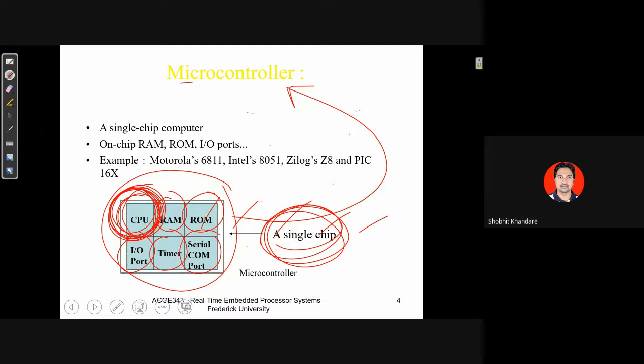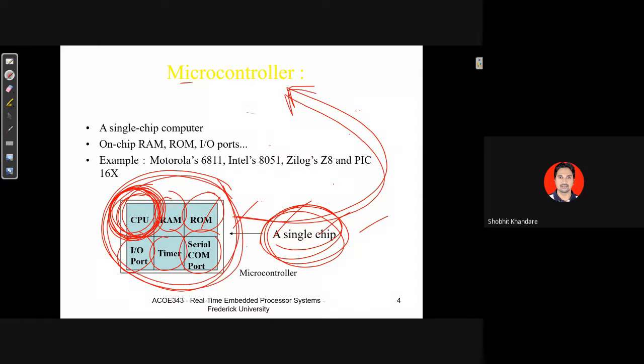So a chip containing the CPU, RAM, ROM, IO port, timer, and serial communication port is called a microcontroller. Now, I hope you have understood the difference between the microprocessor and microcontroller.